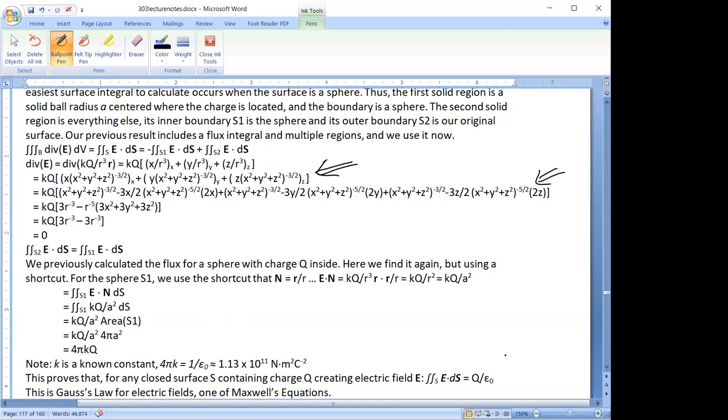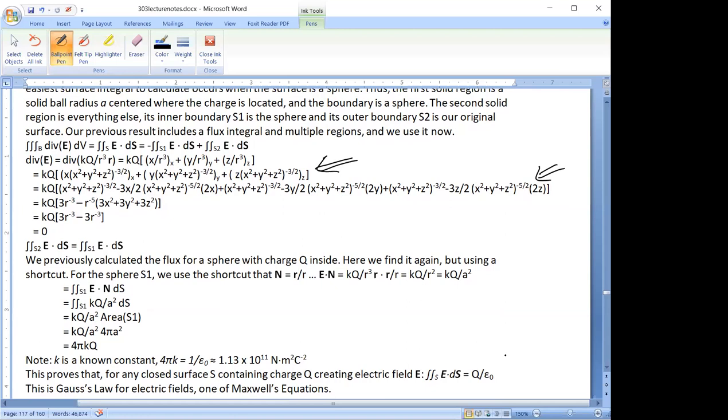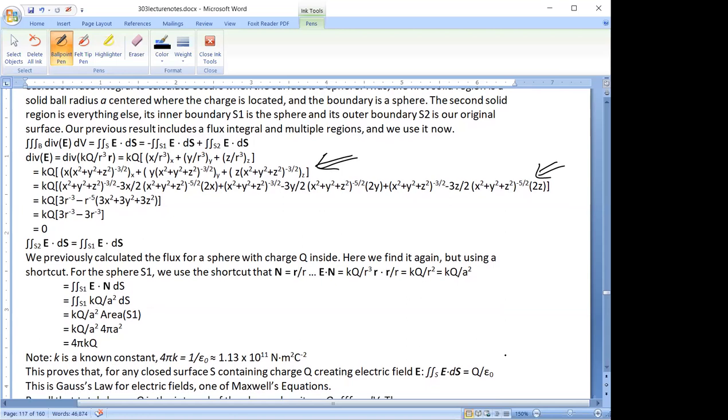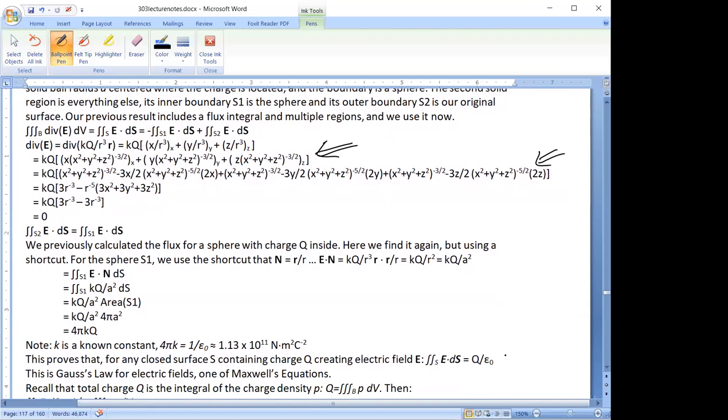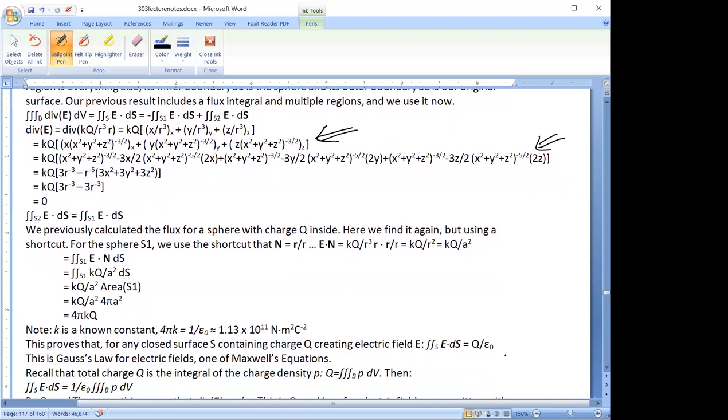Another way to write the constant is Q over this thing, epsilon 0. And this is Gauss's law for electric fields, and this is also one of Maxwell's equations. Now we can express this another way. Another way to think of the charge is that if you think of the charge density, which is charge per unit volume, the charge just comes from doing the triple integral of the density dV over your three-dimensional solid region B.